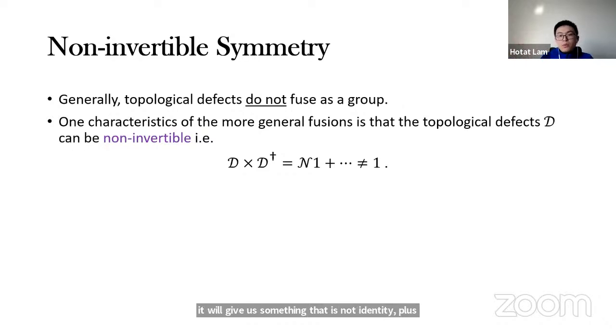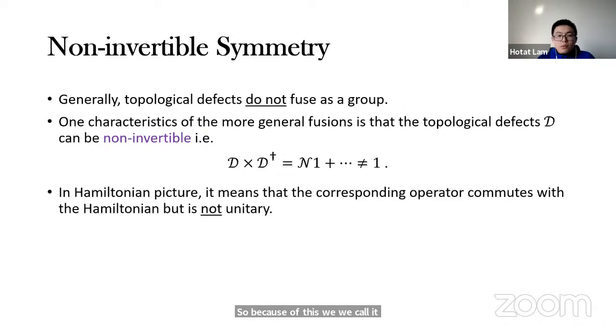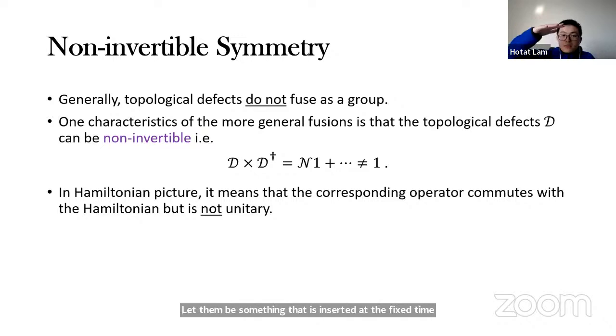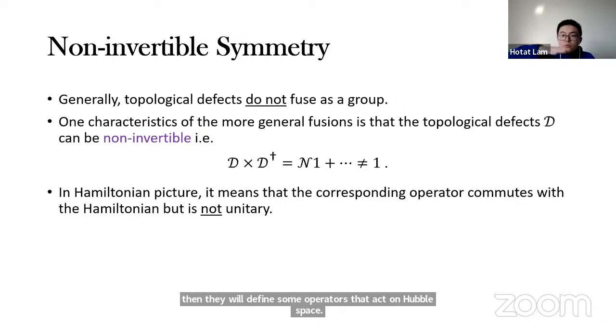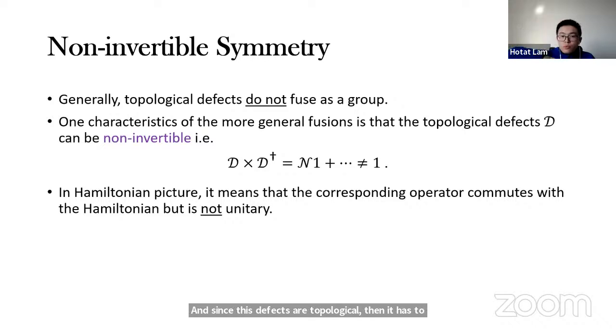So because of this, we call a defect non-invertible. One way to think about this in Hamiltonian pictures that might be helpful is that, if we think of these defects in Hamiltonian pictures, we can let them be something that is inserted at a fixed time. Then they will define some operators that act on the Hilbert space. And since these defects are topological, they have to commute with the Hamiltonian.